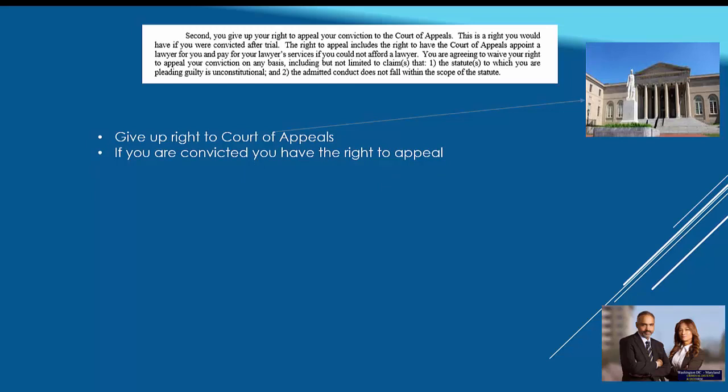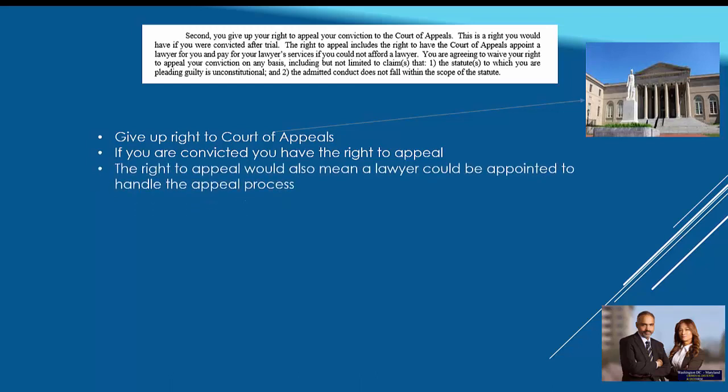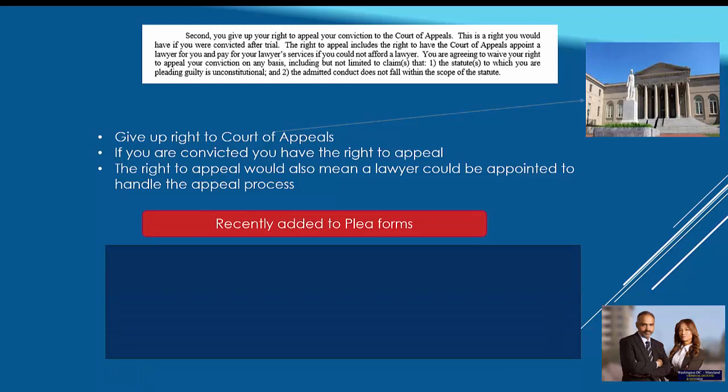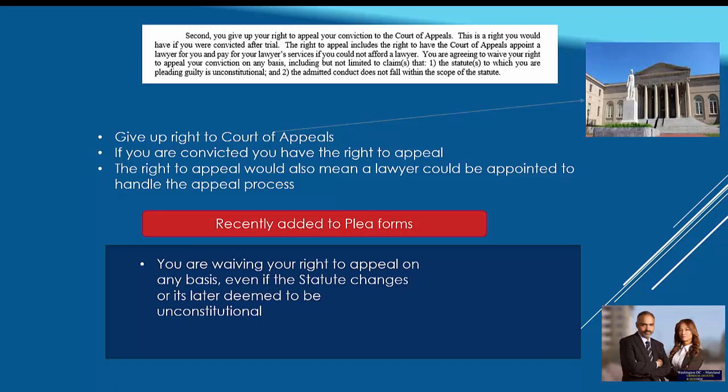But if you went to trial and you were convicted, you would have a right to an appeal. You could take your case across the street, and that means that a lawyer could be appointed, if you couldn't afford a lawyer, to handle the appeal process. Now, recently, they've added this part to the form, which basically says that you're waiving your right to an appeal on any basis, even if the statute changes or is later deemed to be unconstitutional.